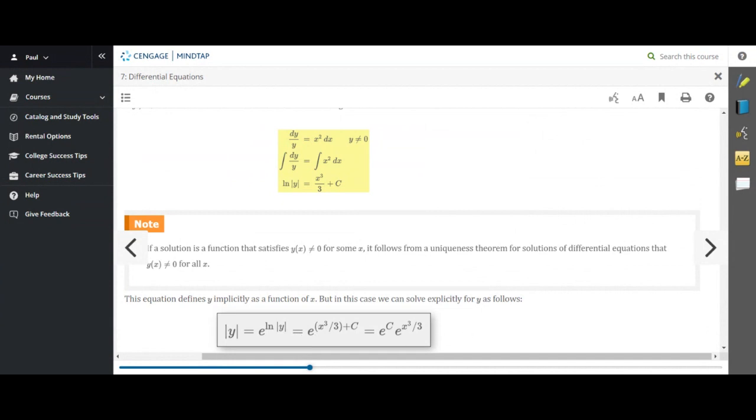We can write then, we can exponentiate both sides of that equation. So the log of the absolute value of y equals x cubed over 3 plus a constant. If you exponentiate both sides, you'll get the absolute value of y. So the absolute value of y will equal e raised to a constant times e to the x cubed over 3 power.